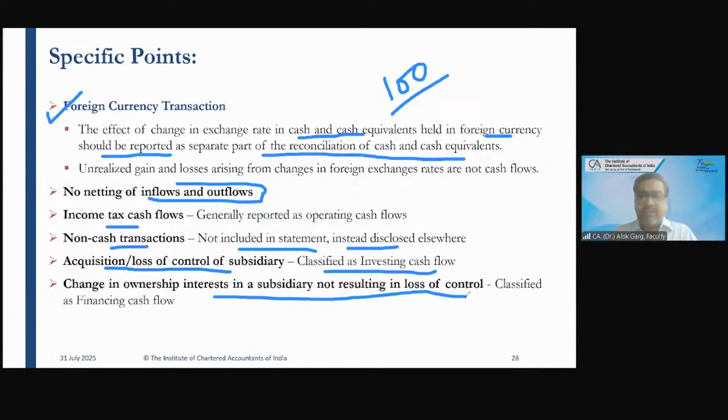Tell me whether the control is lost? No, no. Still at 80% there is control. At 100% there was control, at 80% there is still control. So it has to be classified as financing cash flow. Cash flow from financing activity.